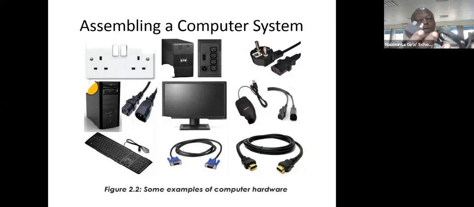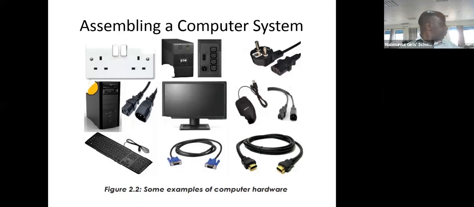This is the power cable. A power cable has a plug at one side that goes into the socket, and then it has another connection that goes into the socket behind the computer on the power supply.